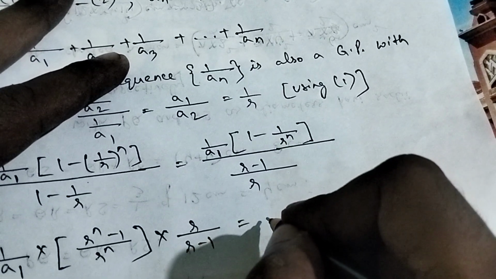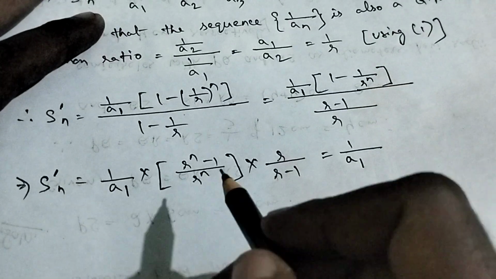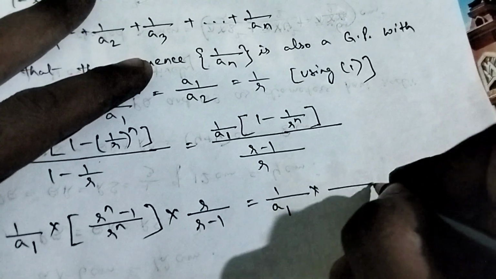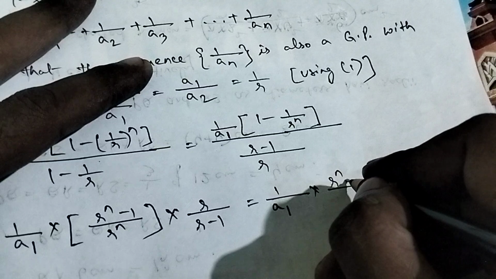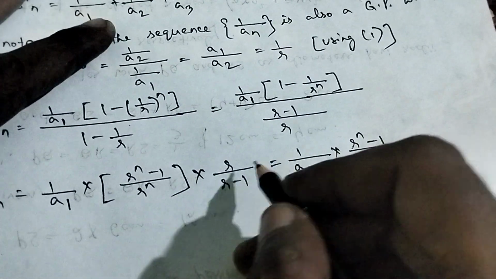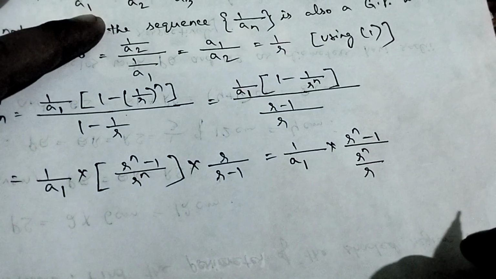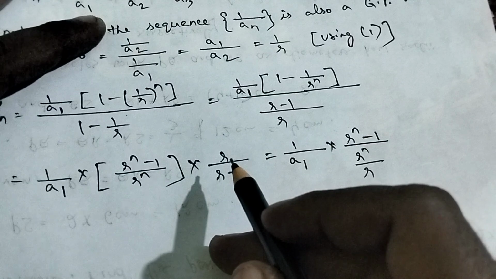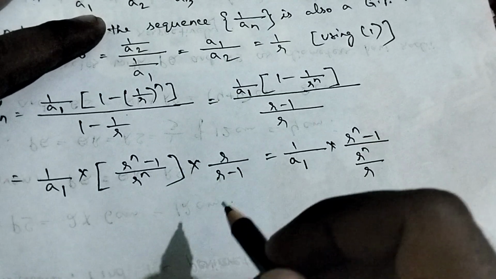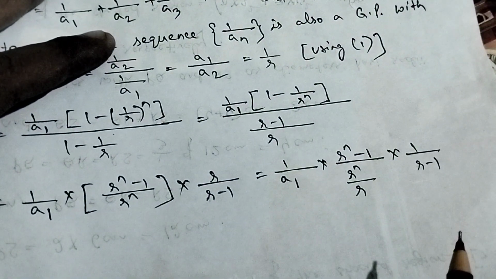This can be written as 1 by a1, into r to the power n minus 1, and this r I can write it as, this r will come down, r to the power n by r, I can write, into 1 by r minus 1.